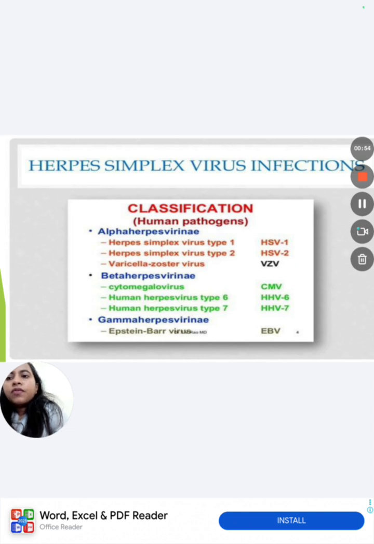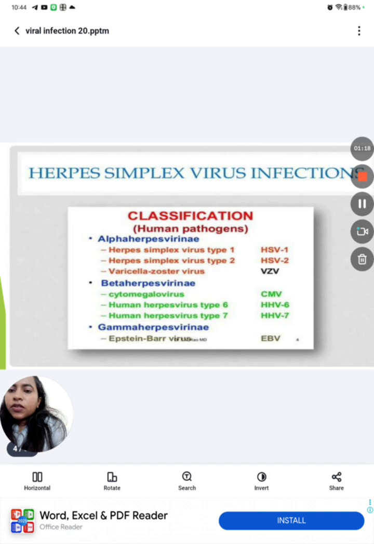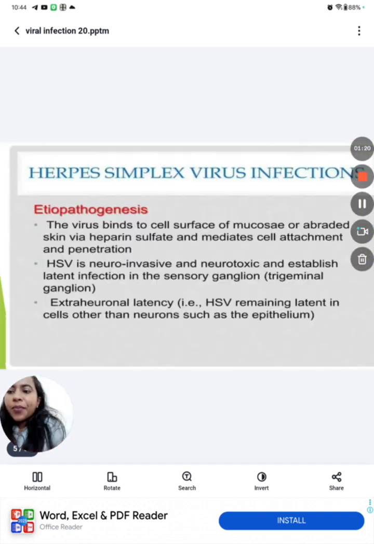The classification is HSV1, HSV2, VZV, CMV, HHV6, HHV7, and EBV. HSV1 causes the oral lesions you can see, and HSV2 causes the lesions you can see over the genital area. VZV causes chickenpox and secondary infection, shingles. Then CMV, HHV6, which is called sixth day disease, HHV7, and Epstein-Barr virus.